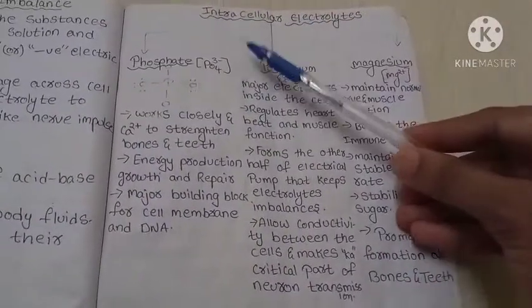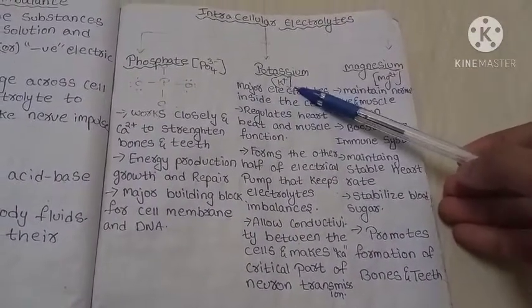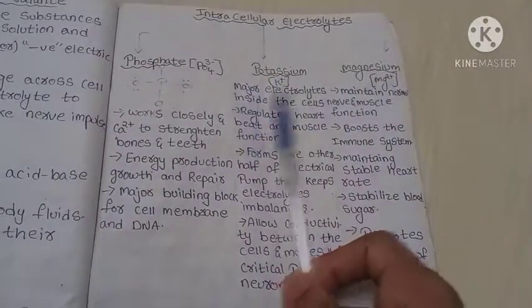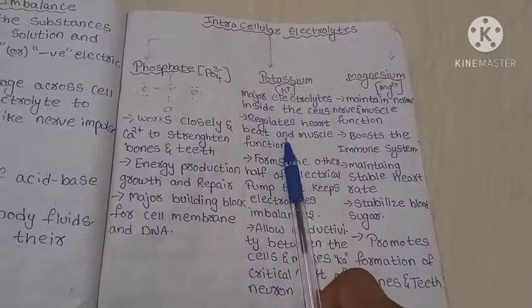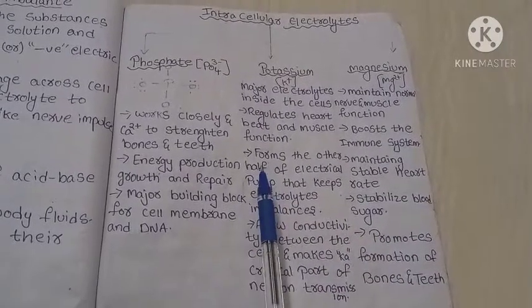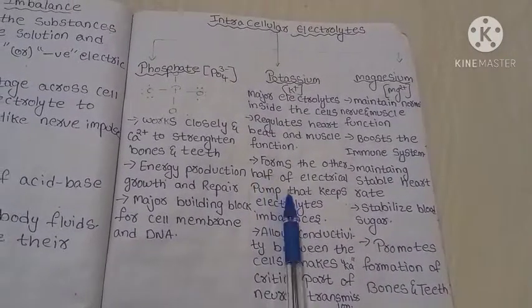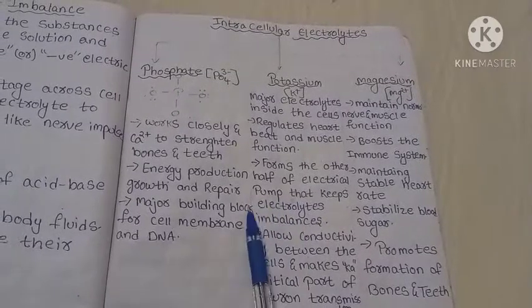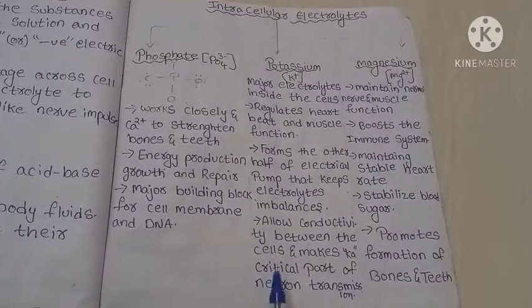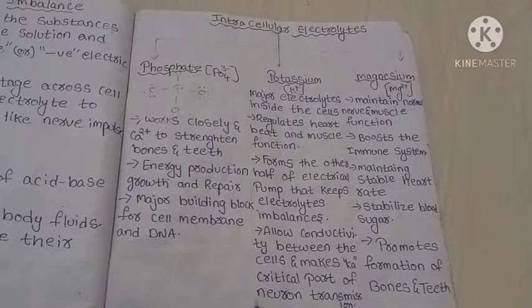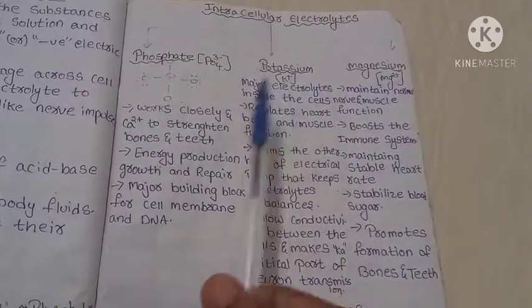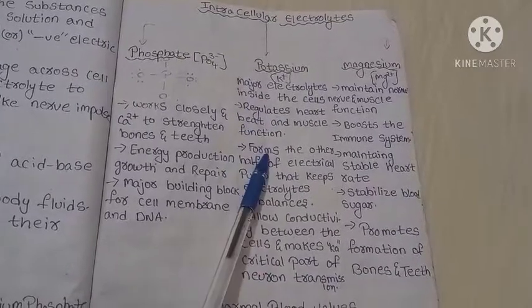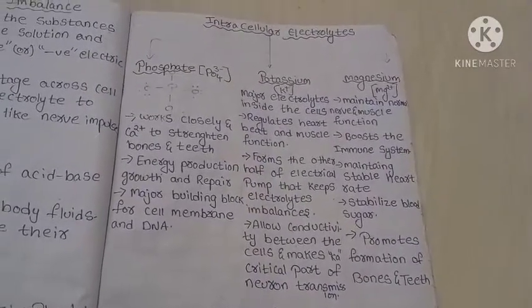Now we will see potassium. It is denoted with K+. Potassium is a major electrolyte inside the cell. It regulates heartbeat, muscle function, and is half of the electrolyte pumps that keep electrolytes in balance and allow conductivity between the cells, making potassium a critical part of neurotransmission. So it regulates heartbeat, muscle function, and also neurotransmission.